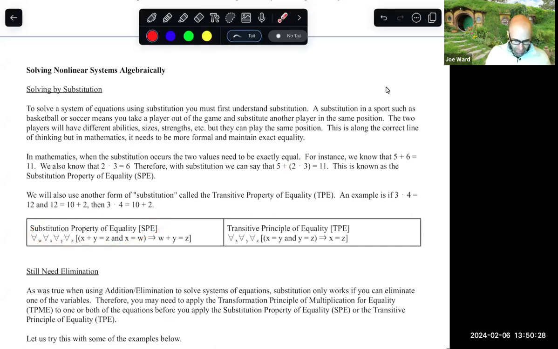So the substitution property says for every x, w, y, and z, if x plus y equals z and x equals w, we can take x out and replace it with w. We're taking one of the expressions out and replacing it with what it is equal to. The transitive property of equality says if x equals y and y equals z, we're not replacing, we're taking one to the other, to the other, and we can say it carries down the line.